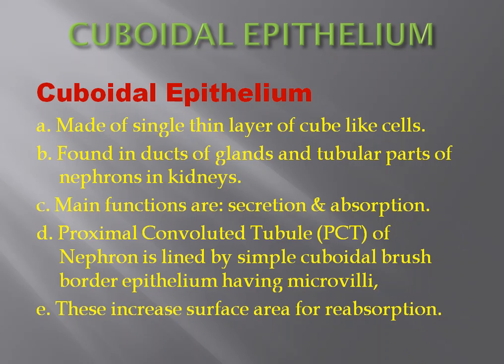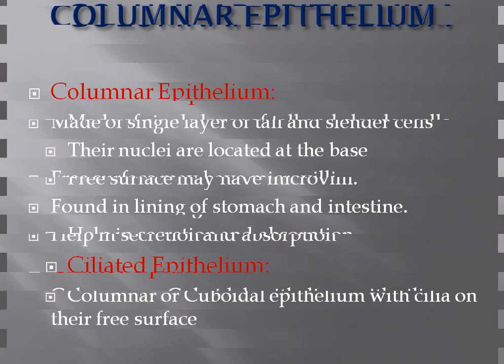Next one is cuboidal epithelium, made of a single thin layer of cube-like cells, found in ducts of glands and tubular parts of nephrons in kidneys. Main functions are secretion and absorption. Proximal Convoluted Tubule, that is PCT of nephron, is lined by simple cuboidal brush border epithelium having microvilli. These increase surface area for reabsorption.